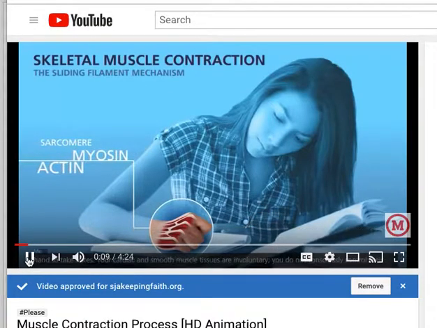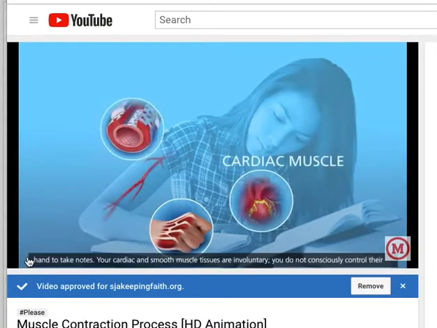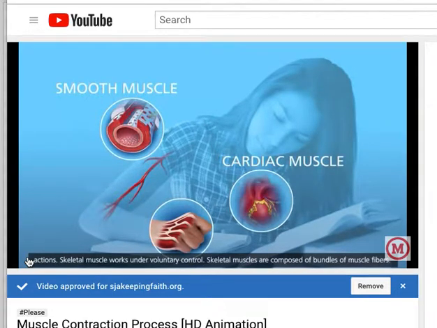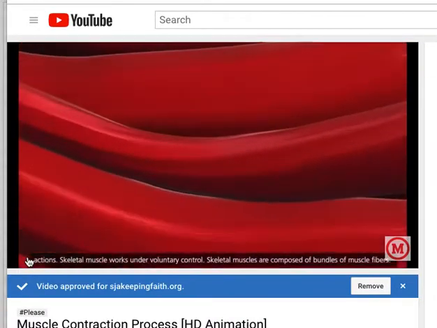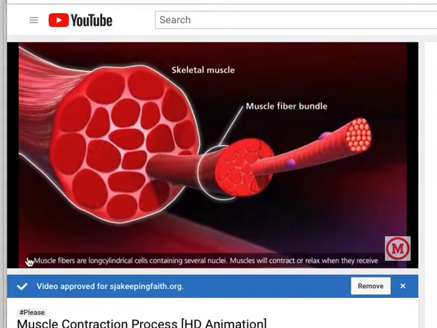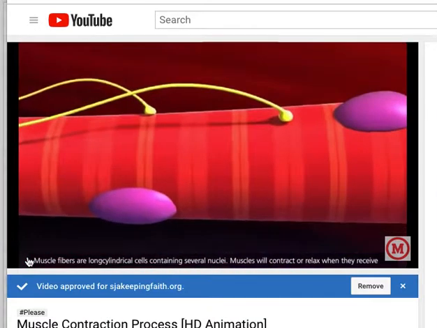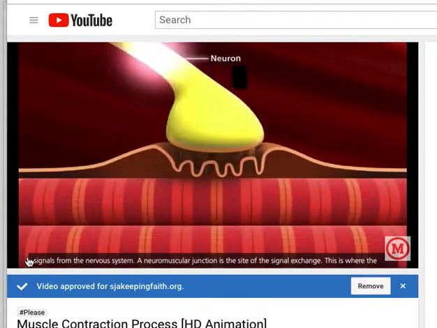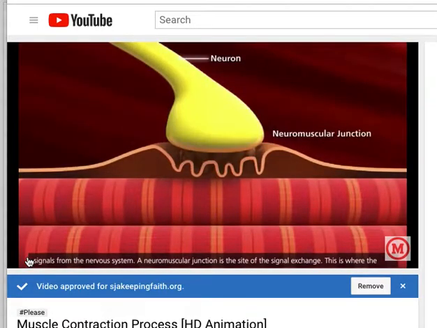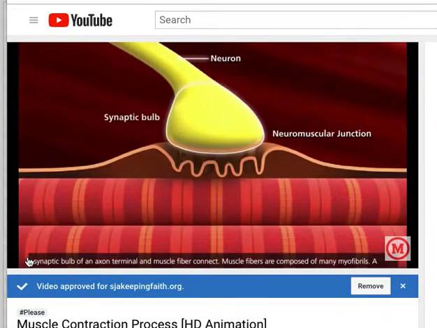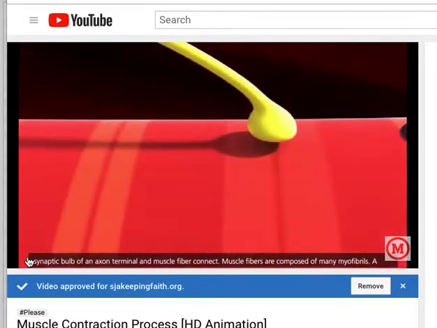Your cardiac and smooth muscle tissues are involuntary. You do not consciously control their actions. Skeletal muscle works under voluntary control. Skeletal muscles are composed of bundles of muscle fibers. Muscle fibers are long cylindrical cells containing several nuclei. Muscles will contract or relax when they receive signals from the nervous system. A neuromuscular junction is the site of the signal exchange. This is where the synaptic bulb of an axon terminal and muscle fiber connect.